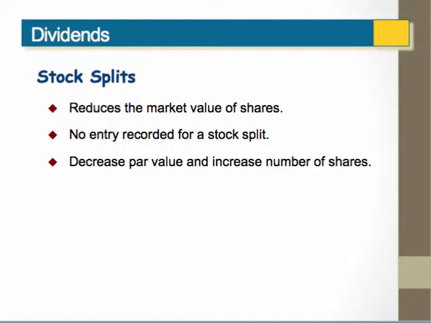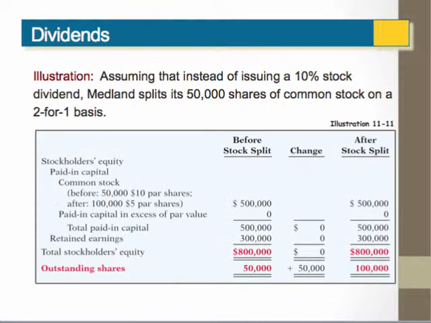So, in a 2-for-1 stock split, for every 1 share of stock that an owner had, they will now receive 2 shares of stock in exchange. So the number of shares of stock will double in a 2-for-1 stock split, but then the par value would decrease in half. So here's an example. Assume instead of issuing a 10% stock dividend, they decide to do a 2-for-1 stock split. The common shares of stock does not change in terms of value, and the retained earnings doesn't change in value.